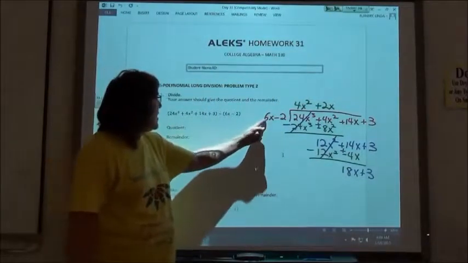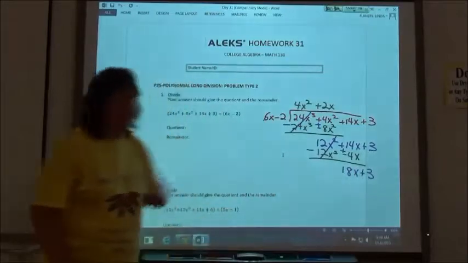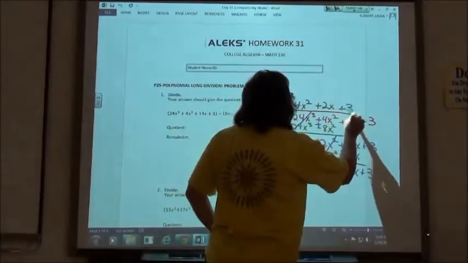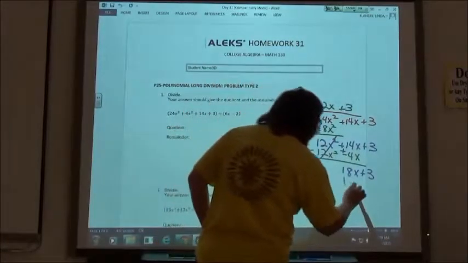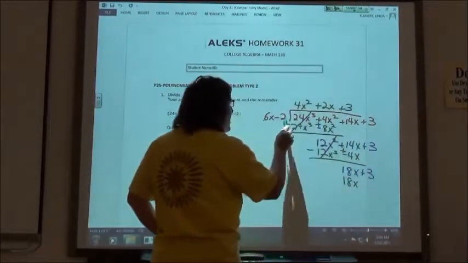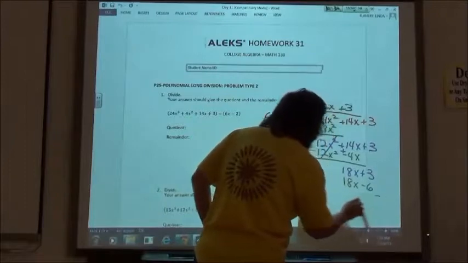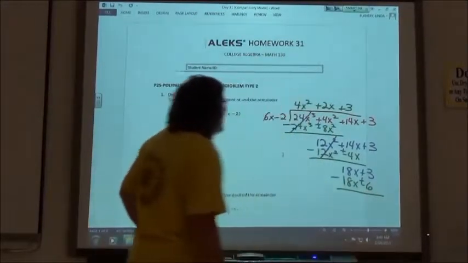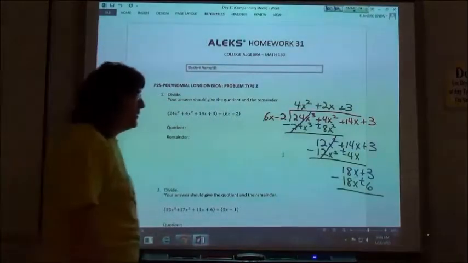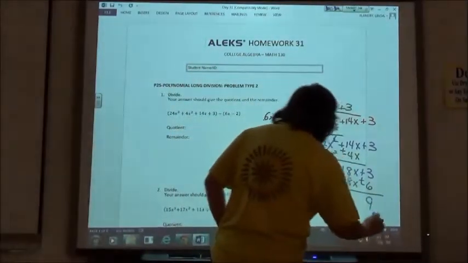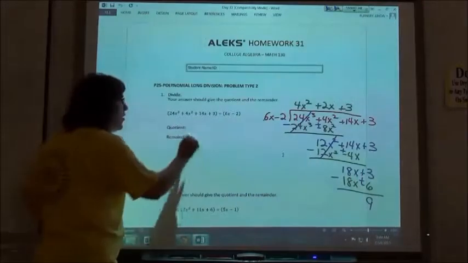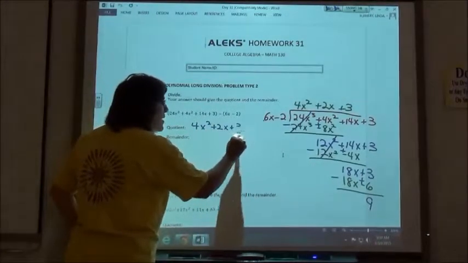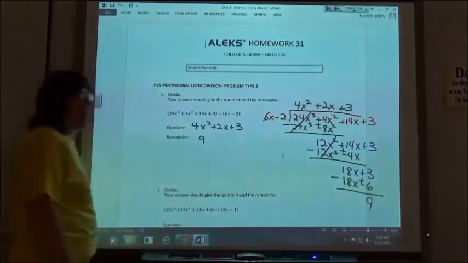So, what times 6x gives us 18x? Positive 3. 3 times 6x is 18x. 3 times a minus 2 is a minus 6. We then have to subtract, so we change our signs, and our remainder would be 9. So our quotient, 4x squared plus 2x plus 3, our remainder, 9.